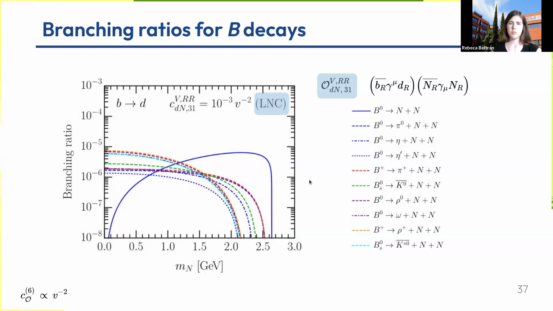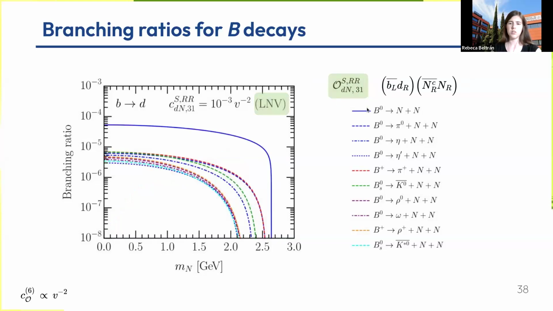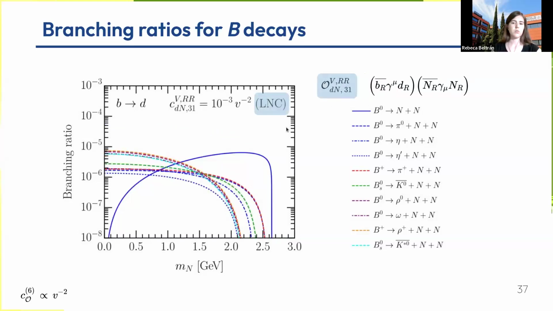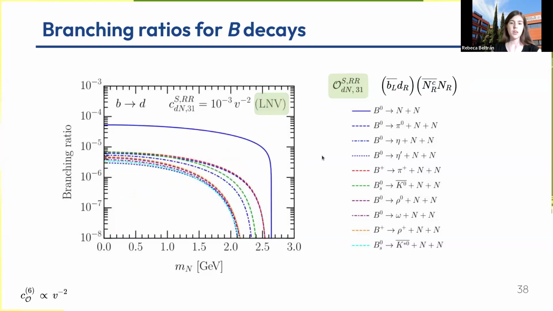Here, as I said, this is the lepton number conserving operator, and just for comparison purposes, I'm showing you the case of a lepton number violating operator. There is this difference for smaller masses. This suppression for the LNC appears because of some helicity suppression.